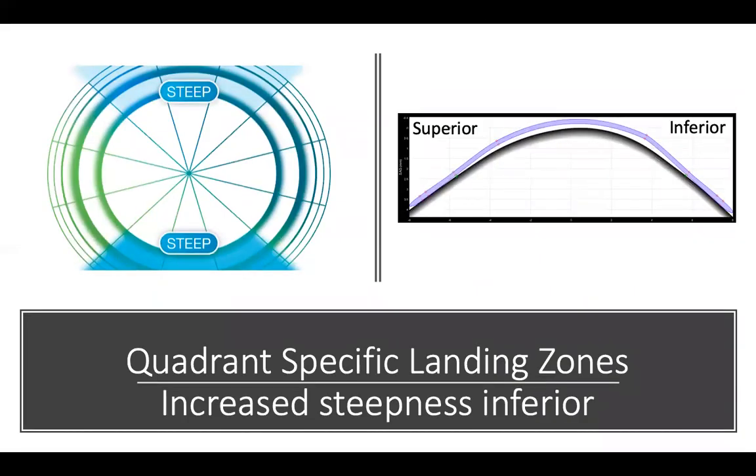In order to improve centration, what we need to do with the lens design is to steepen specifically the inferior quadrant of the lens.